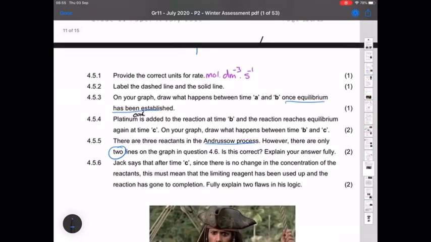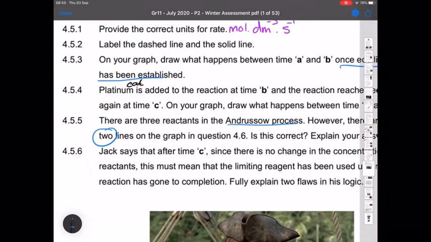You get a mark for saying yes, it is correct, and then you needed to say that a rates graph should only have two lines, for the rate of the forward reaction and the rate of the reverse reaction, not products and reactants. So many of you did that wrong. You said that it was for the rate of the reactants or the rate of the products. No, it's the rate of the forward and reverse. Or some people said that the one line represented reactants or represented products. Again, lies, rubbish.